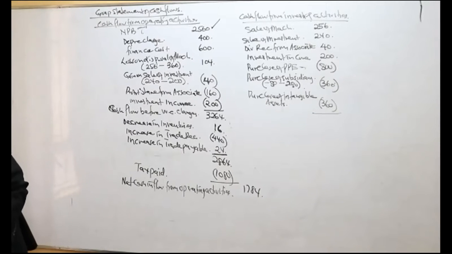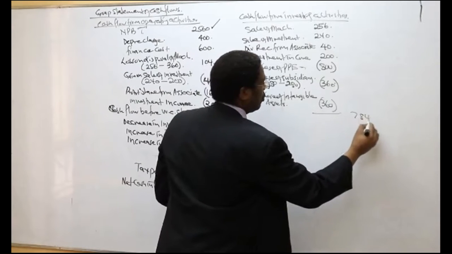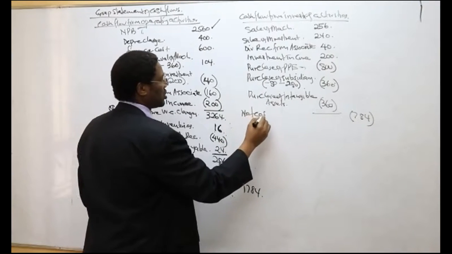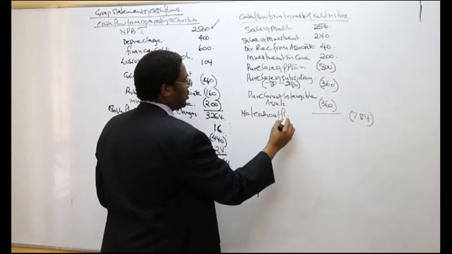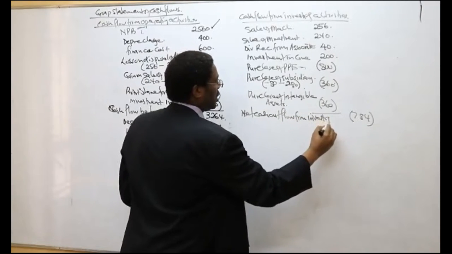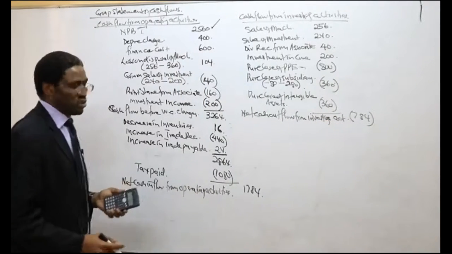I'm getting a negative 784. If it's a negative, we normally call it net cash outflow. You normally call it net cash outflow from investing activities. Net cash outflow from investing activities. So that's all for the second class.